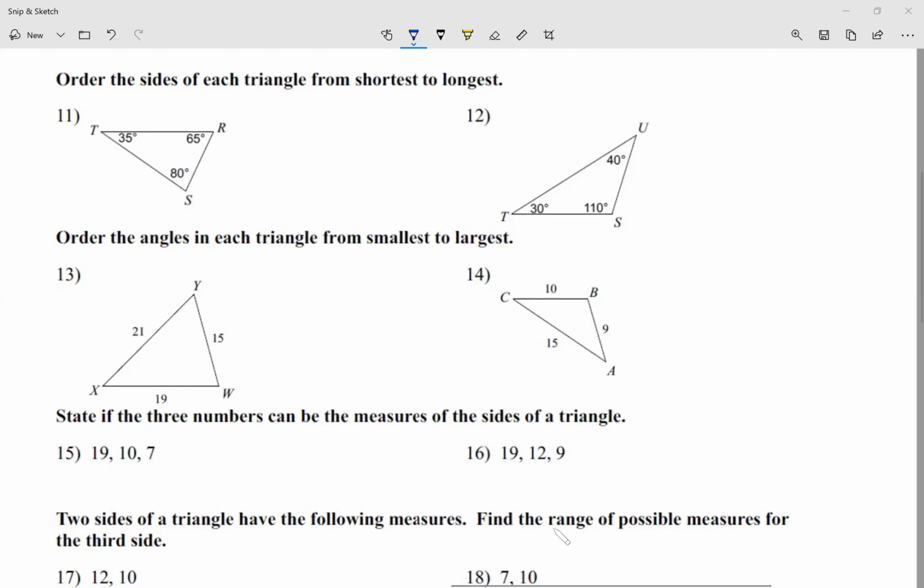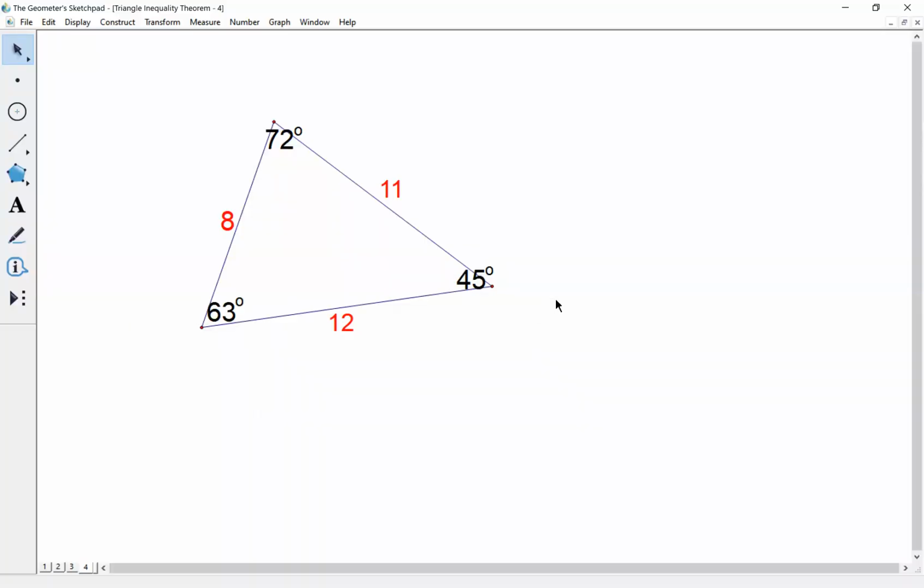All right, let me show you guys something really cool. I have this program that measured my angles and my sides. In black, you guys see the measurement of my angles, 72, 45, and 63. In red, you guys see the measurement of my sides. One cool thing I want to emphasize here. Pretty cool thing. The smallest side is 8.